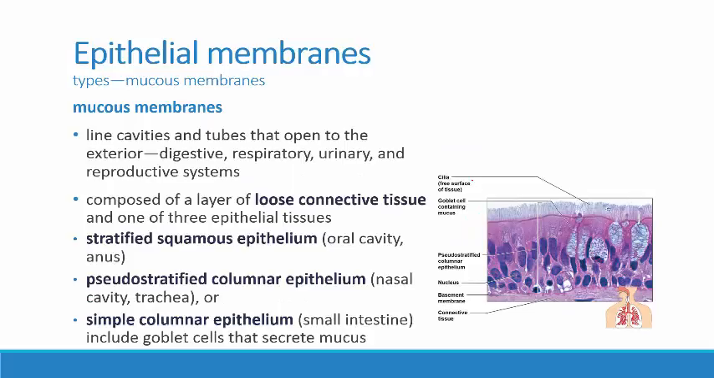Mucous membranes are also an epithelial membrane. And we see mucous membranes lining the cavities and tubes that open to the exterior. So our digestive system is lined with mucous membranes, as is our respiratory system, the urinary system, and the reproductive systems. They're composed of a layer of loose connective tissue and one of 3 different kinds of epithelial tissues.